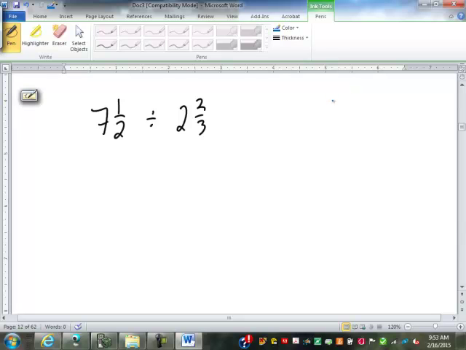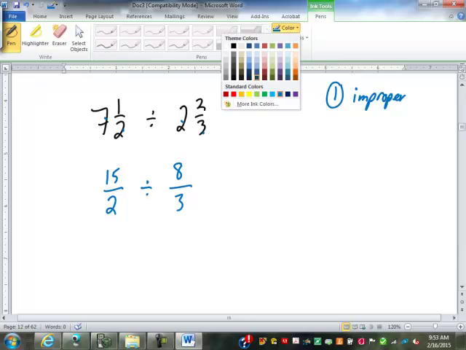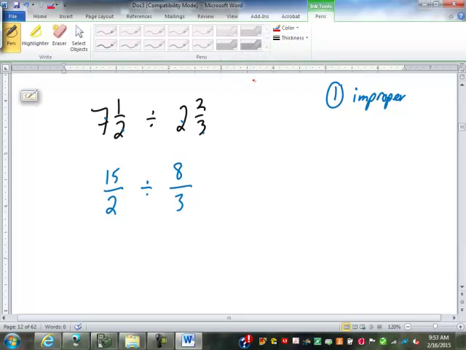So step 1, you're going to be making them improper. So 7 1/2 becomes how many halves? Yeah, 7 times 2 is 14 plus 1 is 15 halves. 2 2/3 becomes how many thirds? 8. 2 times 3 is 6 plus 2 is 8. So this is 8/3. Now this is still division at this point. So that means no cross canceling yet.